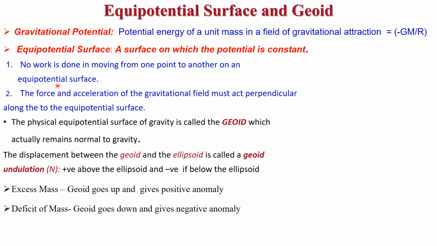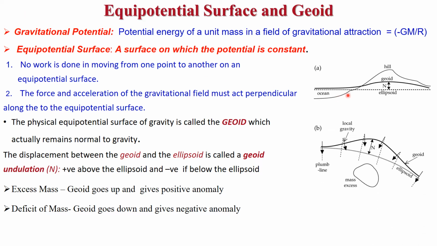We know that no work is done in moving from one point to another point on the equipotential surface, and the force must act perpendicular to the surface. Our physical equipotential surface is called the geoid, which actually remains normal to the gravity.